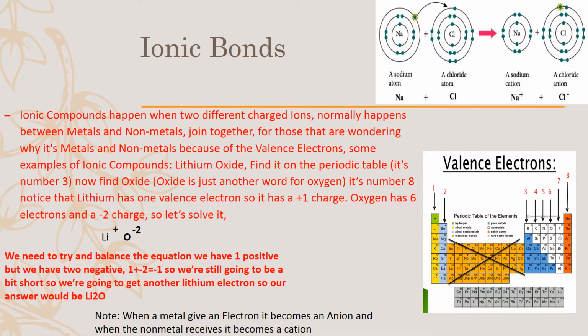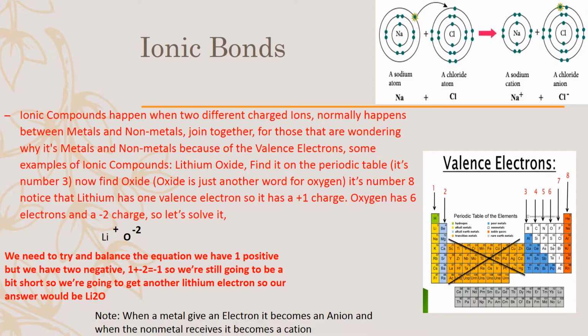Ionic bonds, also known as ionic compounds, happen when two differently charged ions join together. This usually happens with metals and nonmetals. The main reason is because of the different charges. The valence electrons in each of the atoms give them a certain charge. Metals are positive and nonmetals are negative. Opposites attract. An example of an ionic compound is lithium oxide.